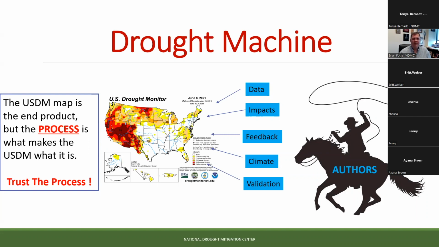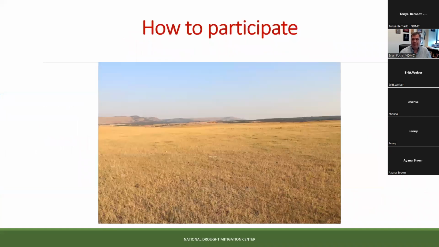So I've been an author now for almost 18 years. And when I put the map together, I pretty much want to say that if someone calls me up, regardless of where they're from, and wants me to justify why the map looks the way it does in their area, I should be able to explain exactly why and support it with data. So the US Drought Monitor map is the end product, but the process is what makes the US Drought Monitor what it is. And it is the gold standard of drought monitoring in the United States and around the world. And we just need to trust this process.